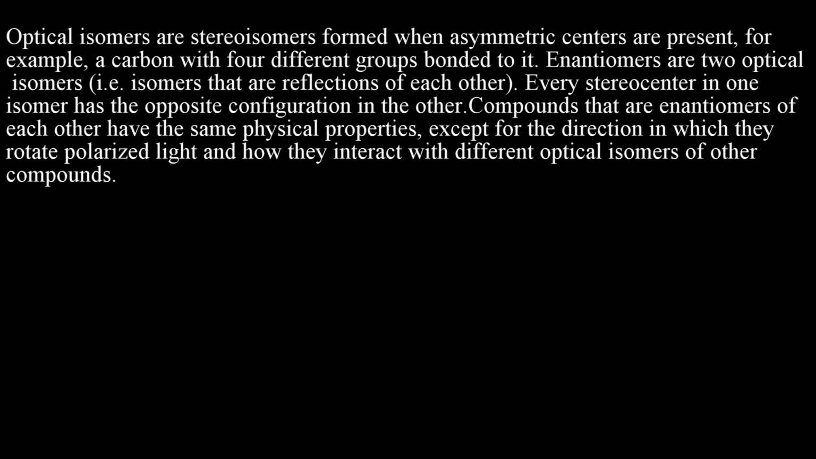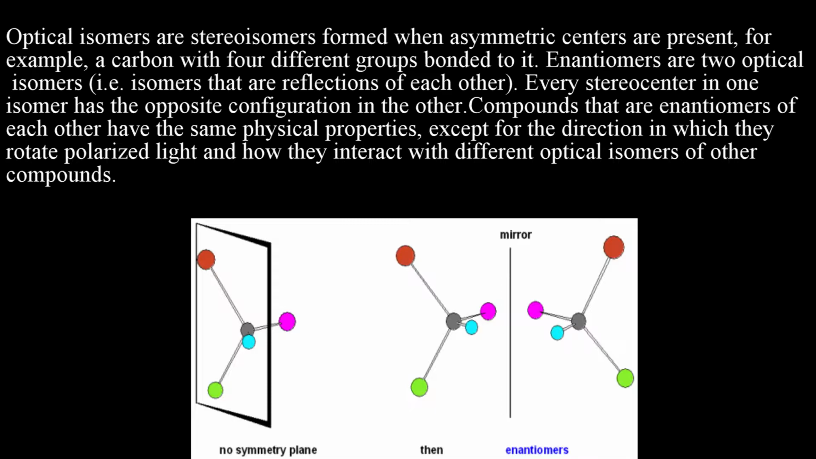The second type of stereoisomerism is optical isomerism. Optical isomers are stereoisomers formed when asymmetric centers are present, for example, a carbon with four different groups bonded to it. Enantiomers are two optical isomers where every stereocenter in one isomer has the opposite configuration in the other. Compounds that are enantiomers of each other have the same physical properties except for the direction in which they rotate polarized light, and how they interact with different optical isomers of other compounds.